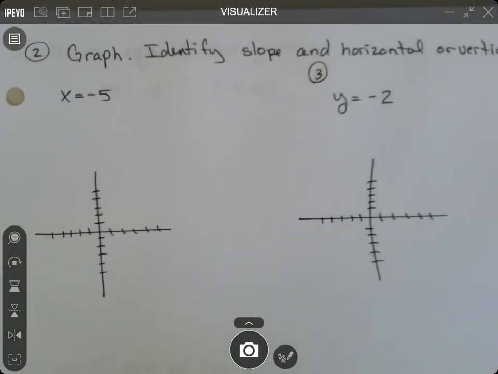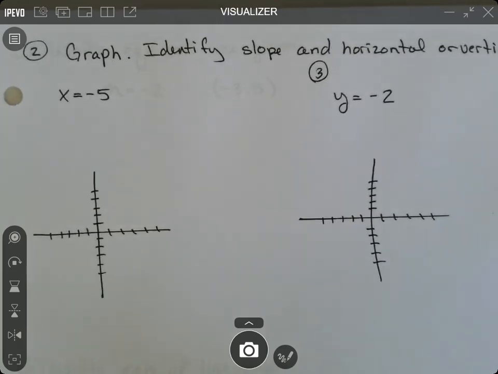Okay, these should be pretty quick. We just talked about them in detail. I want you to graph it, identify the slope, and is it horizontal or vertical? I mean, that's a big tip, if it's horizontal or vertical, so now you know it's a special line. All right, I know I'm not giving you much time.